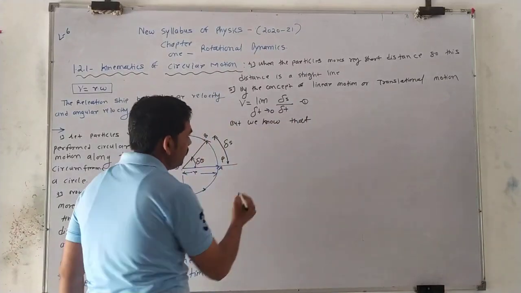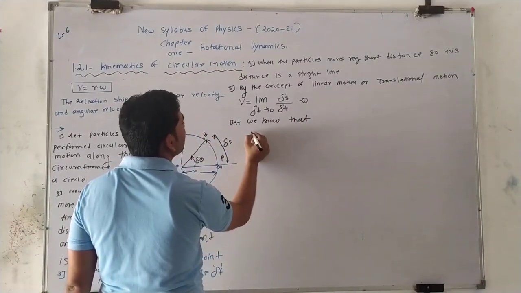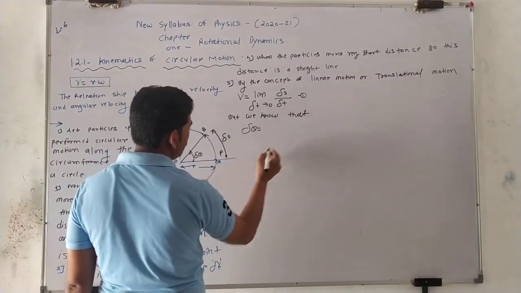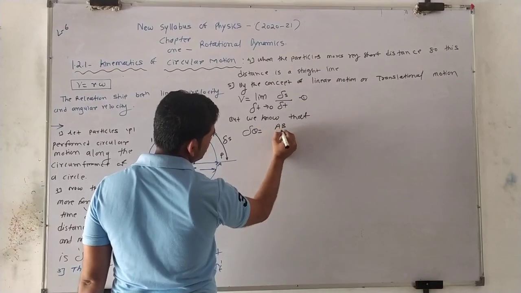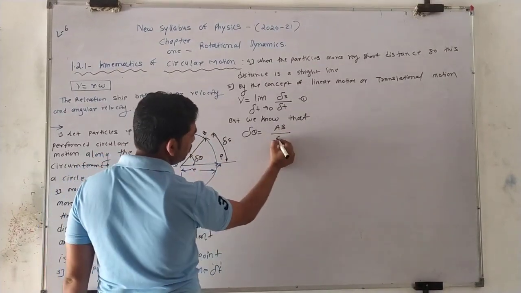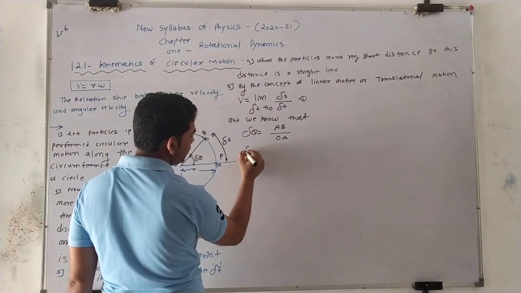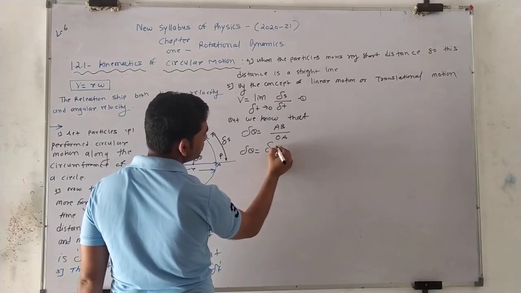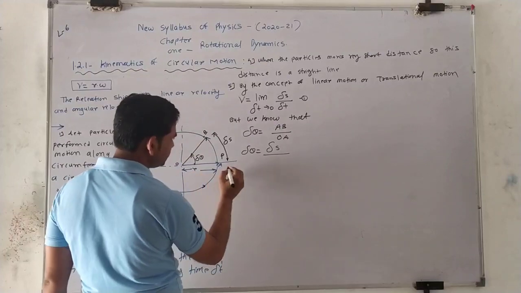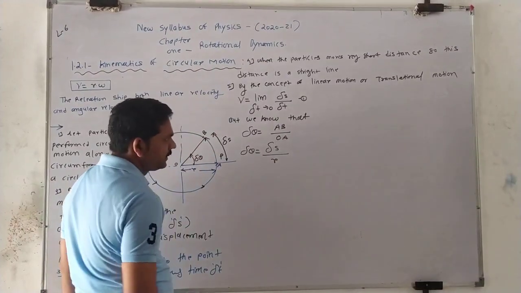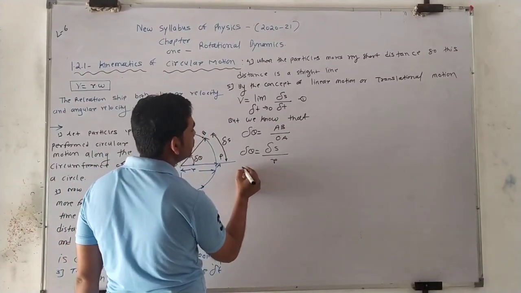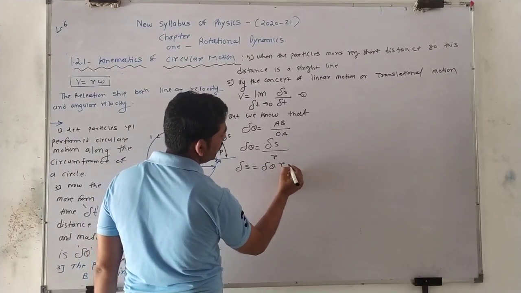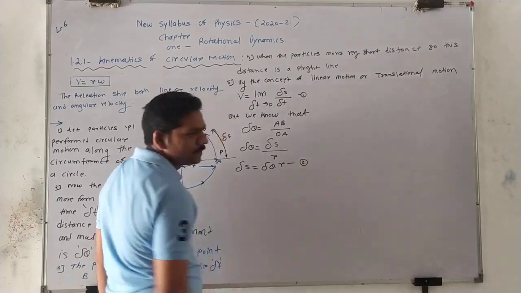We know that del theta is the ratio of AB upon the radius vector OA. How do we write this in mathematics? Del theta is equal to AB, which is del S, upon OA, which is R. So the change del S is equal to del theta into R. Suppose this is equation number 2, boys.